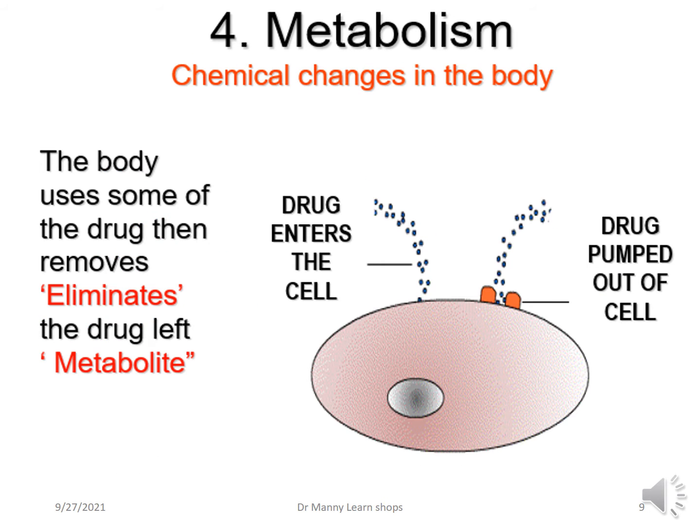When we look at metabolism, metabolism means what chemical changes occur in the body. The body uses some of the drug and then removes or eliminates the drug. And the drug left, the metabolite, is what actually is removed. So the drug can enter the cell and then the drug is pumped out of the cell. It uses what it wants, and pumps out the metabolite to be excreted.